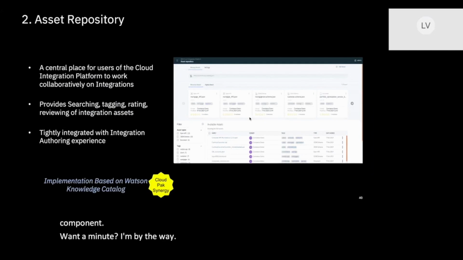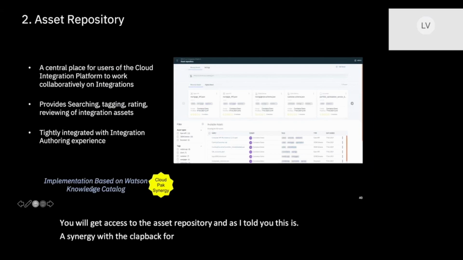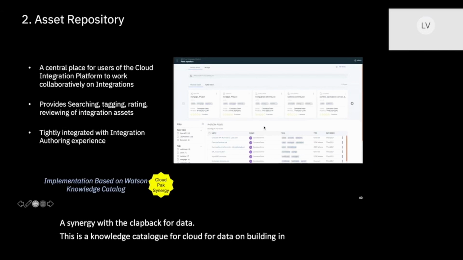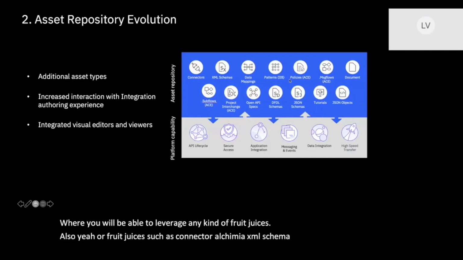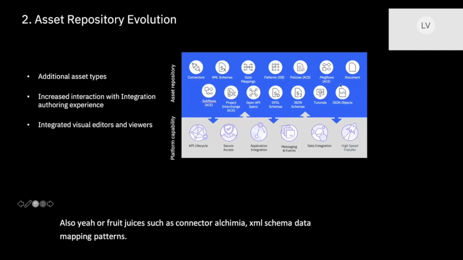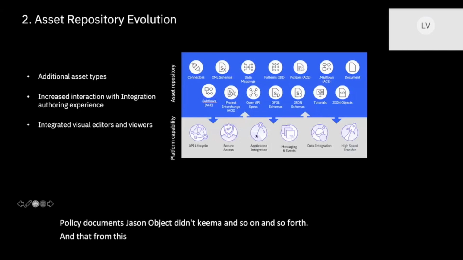You will get access to the asset repository, and as I told you, this is a synergy with Cloud Pak for Data. This is the knowledge catalog from Cloud Pak for Data embedded in the Cloud Pak for Integration, where you will be able to leverage any kind of resources such as connectors, schemas, XML schemas, data mapping patterns, policies, documents, JSON objects, JSON schemas, and so on and so forth. And from this, you can import and export for any components managed by Cloud Pak for Integration.